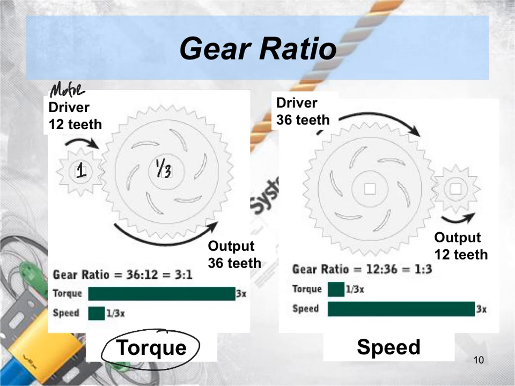All right, let's take a look at the other one, our speed gear. With our speed gear, we've got our motor attached to the 36 tooth gear. And when that gear spins once, it's going to spin this little guy three times. And you can see on the bottom that relationship between the torque and the speed based on where the gears are applied to your robot.